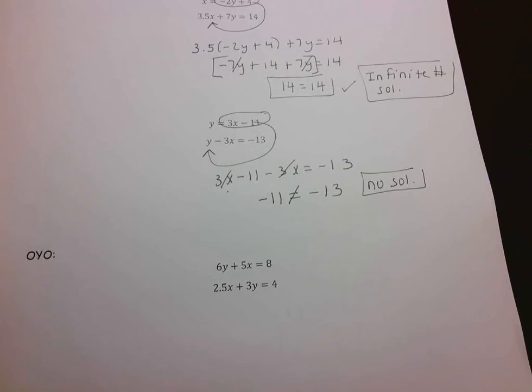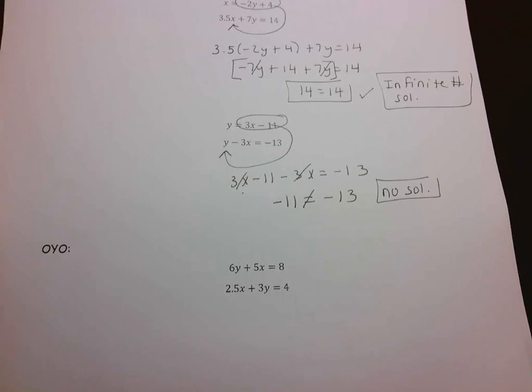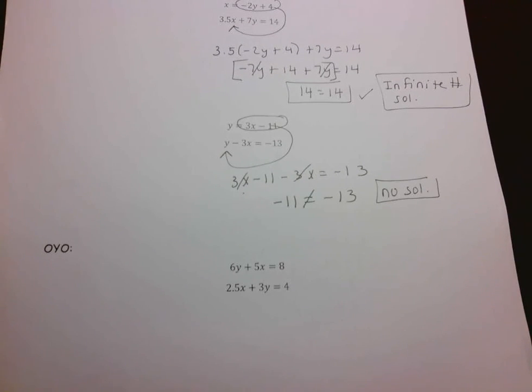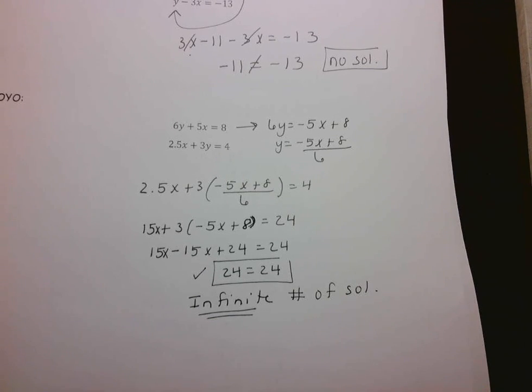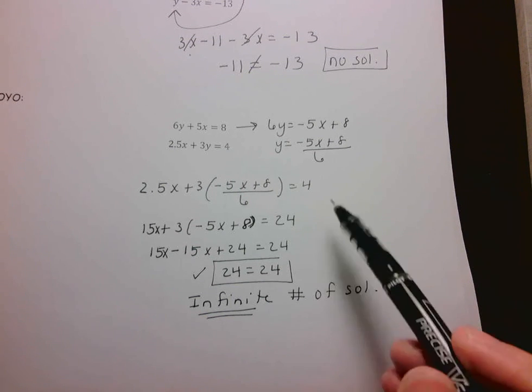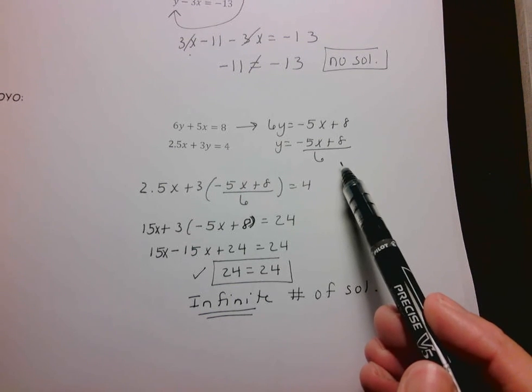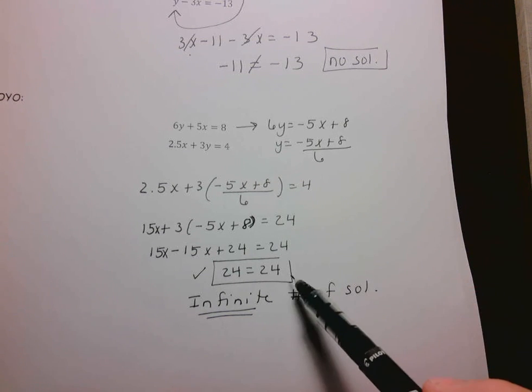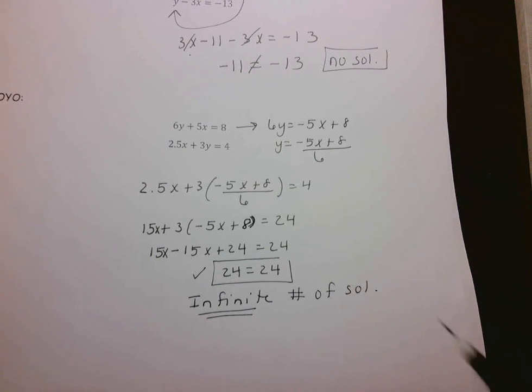So go ahead and work out this last one. And the answer is there's an infinite number of solutions. Now, you may have gotten something different here at the end than 24 equals 24 because you may have gone about solving this problem a different way. But it doesn't matter. At the end, you should have gotten something equals itself. And then that means there's an infinite number of solutions.